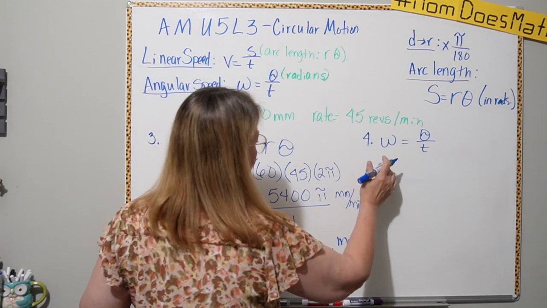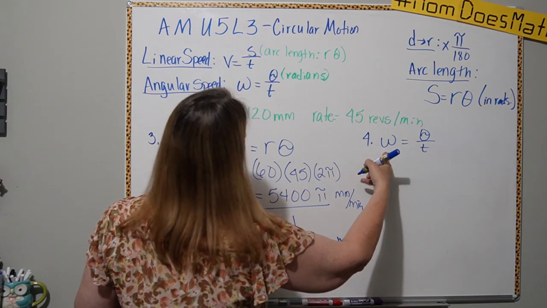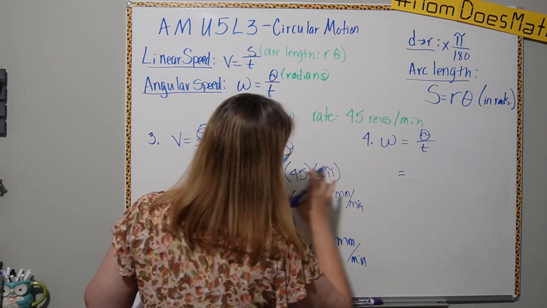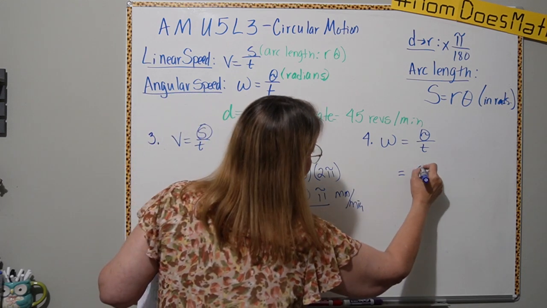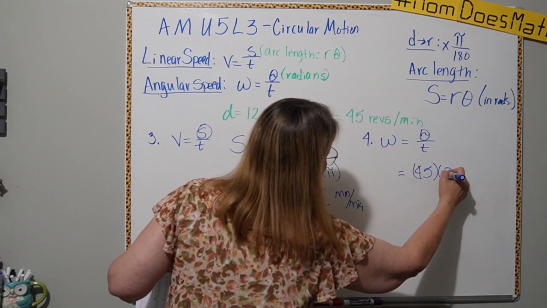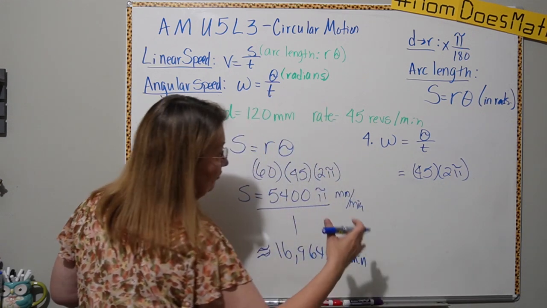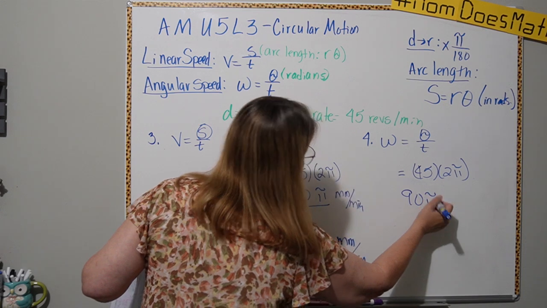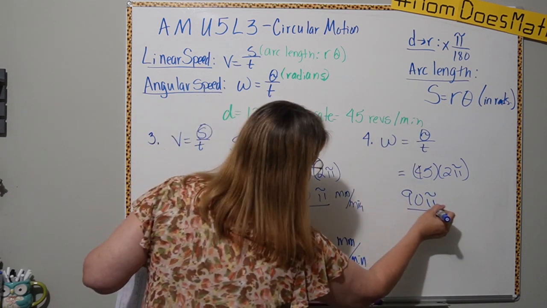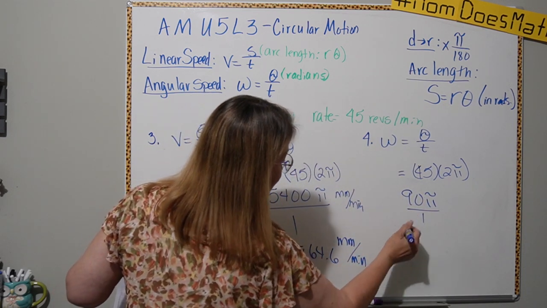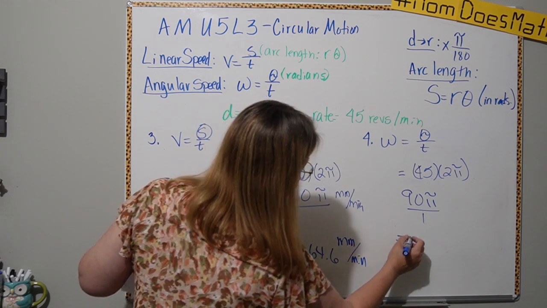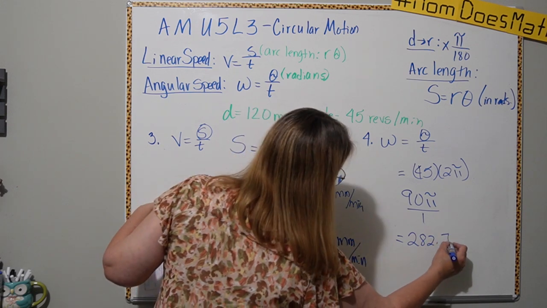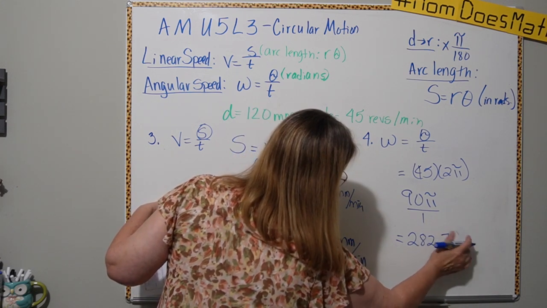Okay, so for number 4, what we need to find the angular speed is we need theta. All right, how many degrees total was it? Well, we already figured that over here. Actually, it's 45 revs per minute of a 2 pi circle. So when you multiply those together, you get 90 pi. Since it's only going for 1 minute, that's divided by 1. So if you put this in the calculator, that's going to give you a decimal of 282.7, and this is in radians per minute.